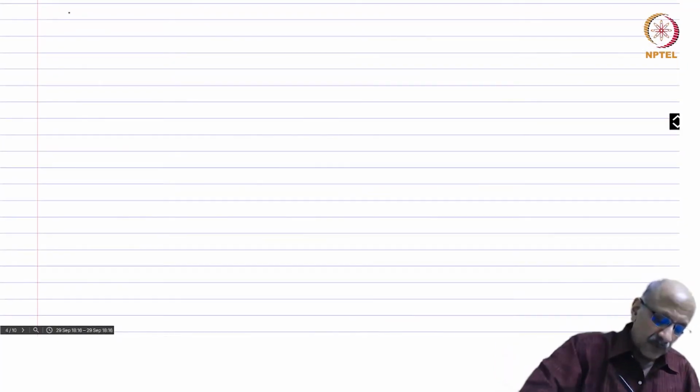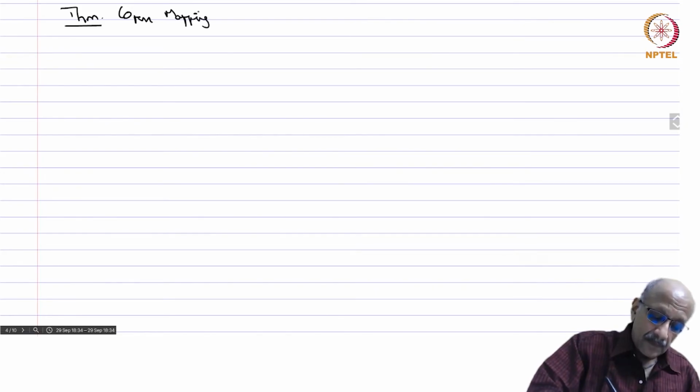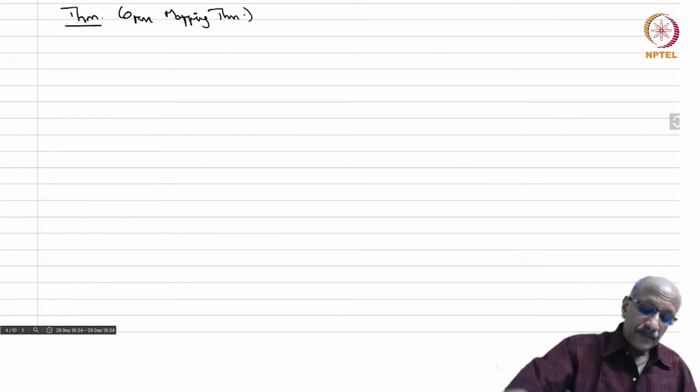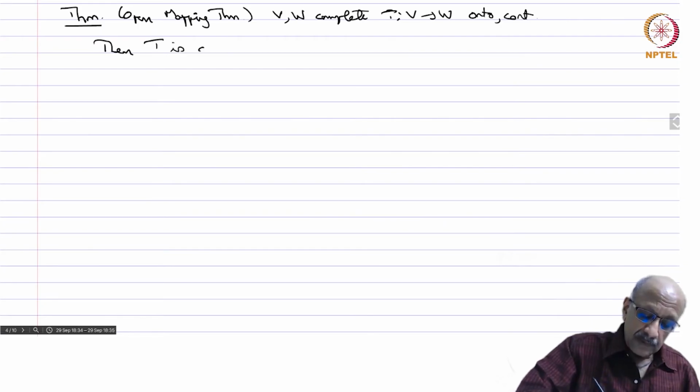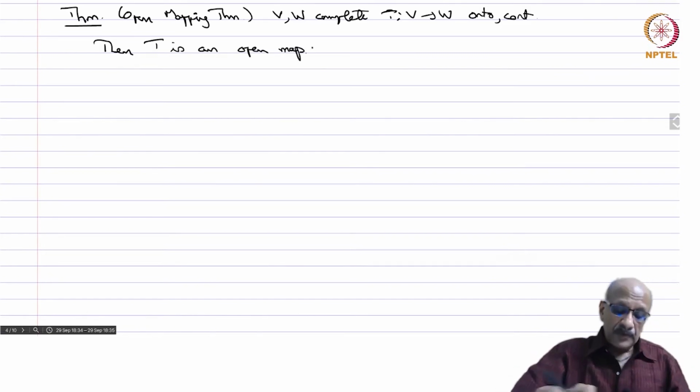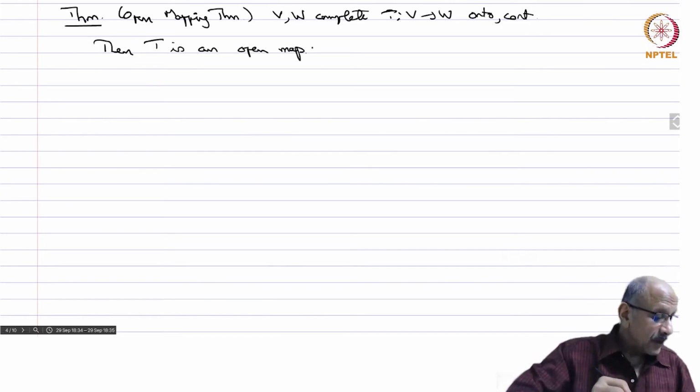And so now we can prove the open mapping theorem. Let V, W be complete, T from V to W onto and continuous, then T is an open map. That means it maps open sets into open sets. Okay, so proof.